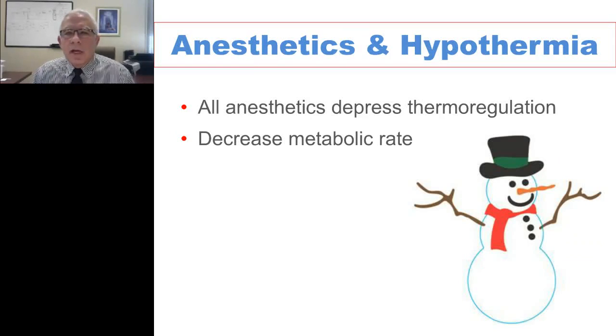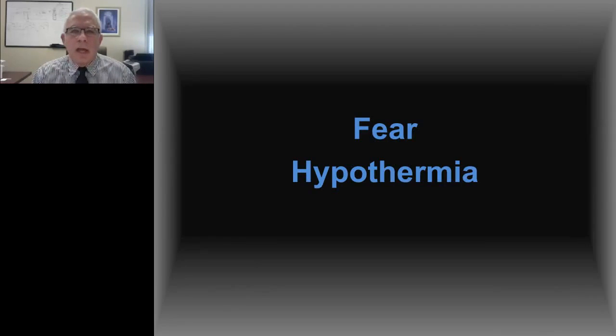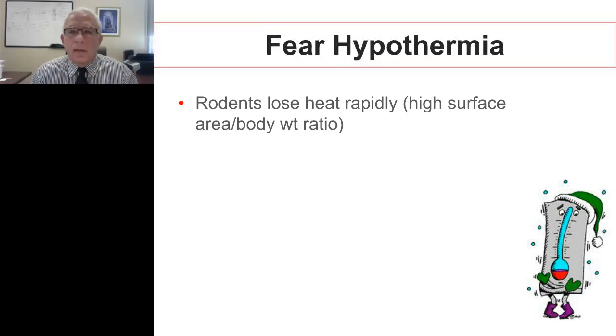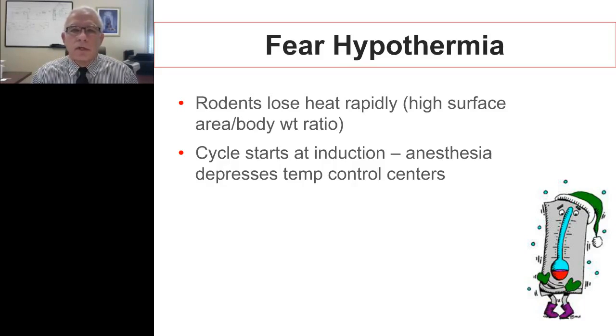So let's talk about anesthetics and hypothermia. All anesthetics depress thermoregulation and decrease metabolic rate. Let me tell you, folks, fear hypothermia. The effects that hypothermia has on the body systems could be devastating to the animal, to your research, and, of course, to your data. Keep in mind that rodents lose heat very rapidly compared to larger species because they have a high surface area to body weight ratio. The cycle starts immediately upon induction of anesthesia.